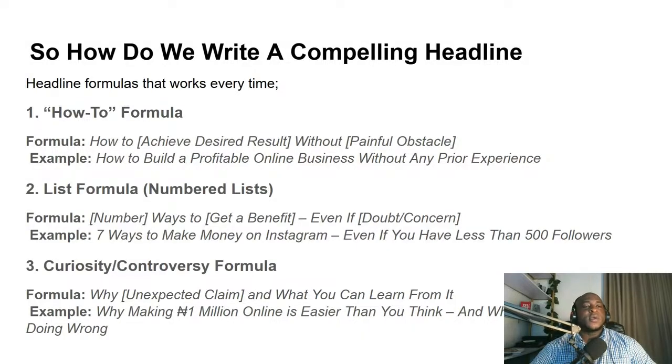So that is one. Now the second one is called the list formula. This list formula is designed in a way that it has numbers. It either starts with a number or has a number in the first three lines. Number, then ways to get a particular benefit, even if doubts or concern. Now, let me tell you how it's being used. Number, 7 ways to get benefits.